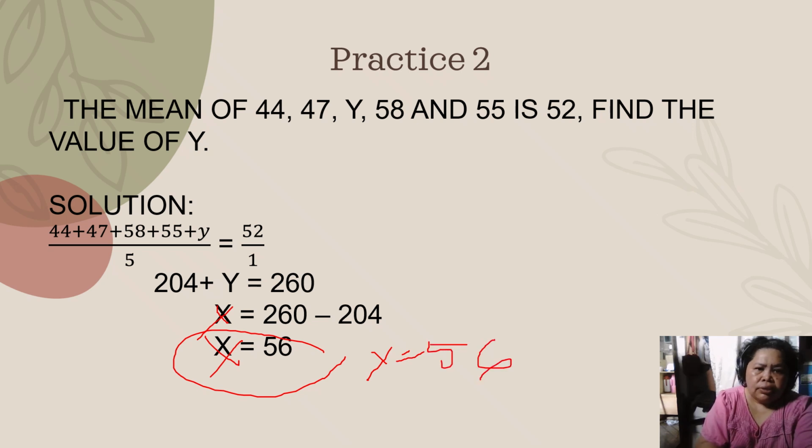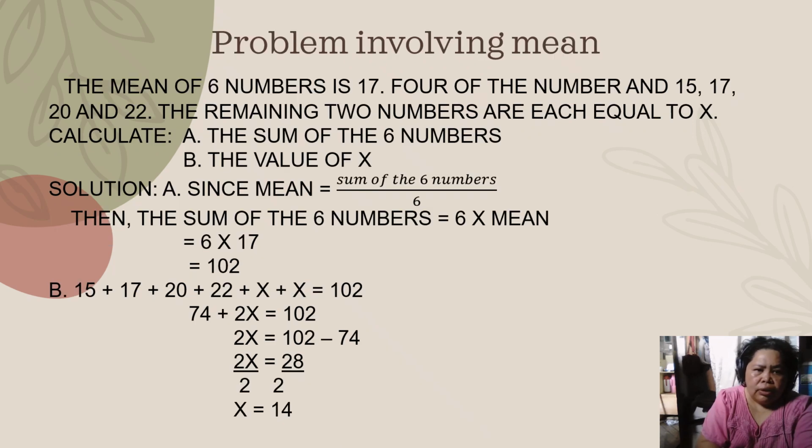Okay, next. We have here a problem involving the mean. The mean of six numbers is 17. Four of the numbers are 15, 17, 20, and 22. The remaining two are each equal to x. Calculate A, the sum of the six numbers, and B, the value of x.